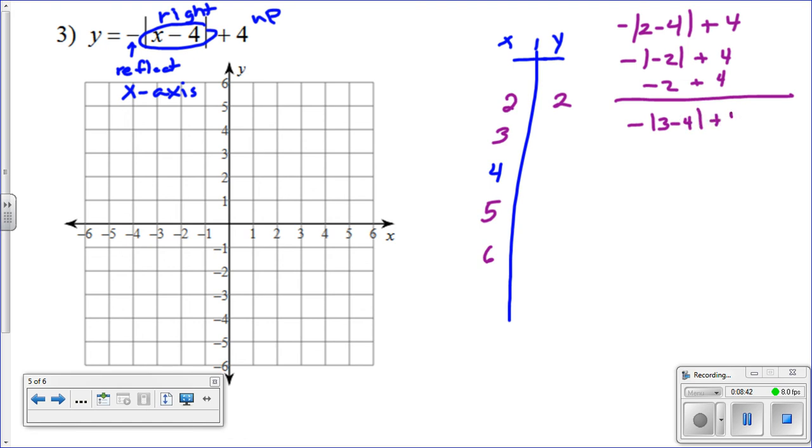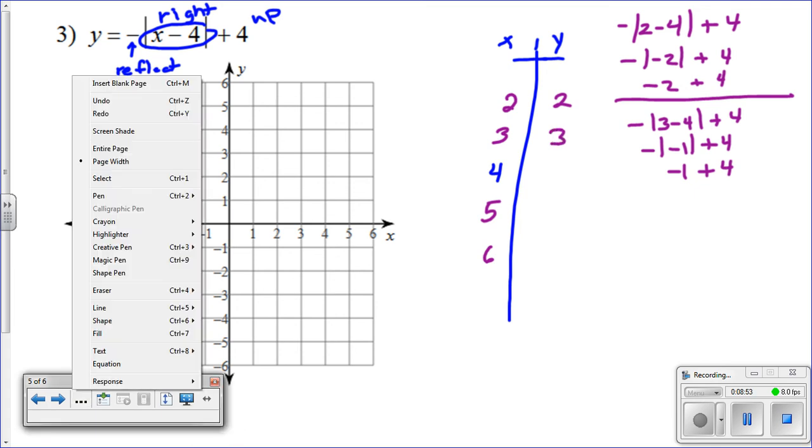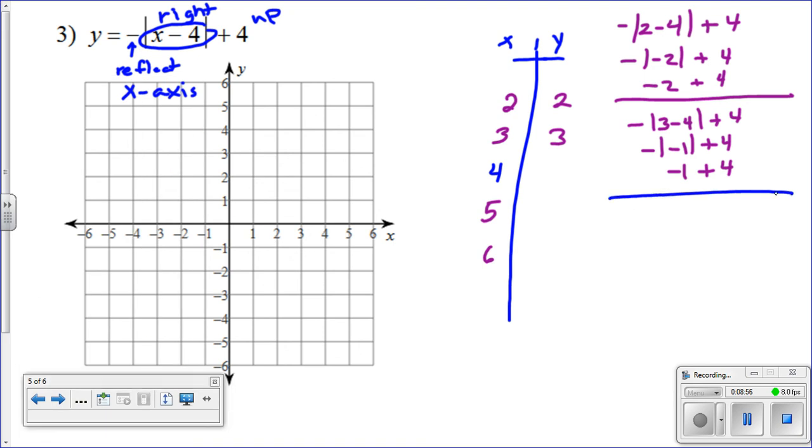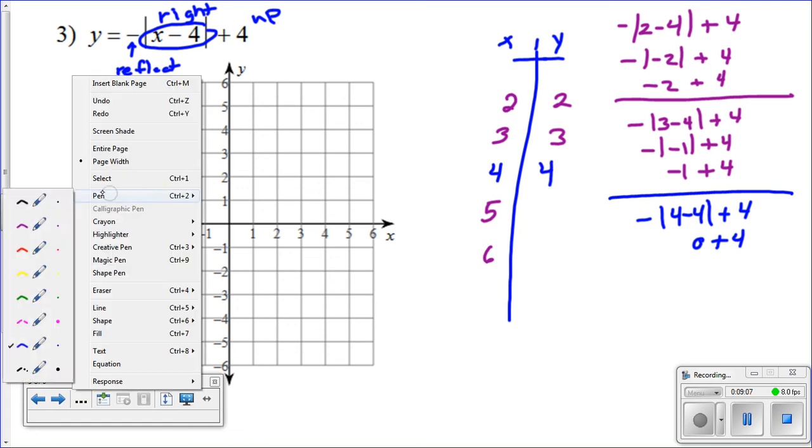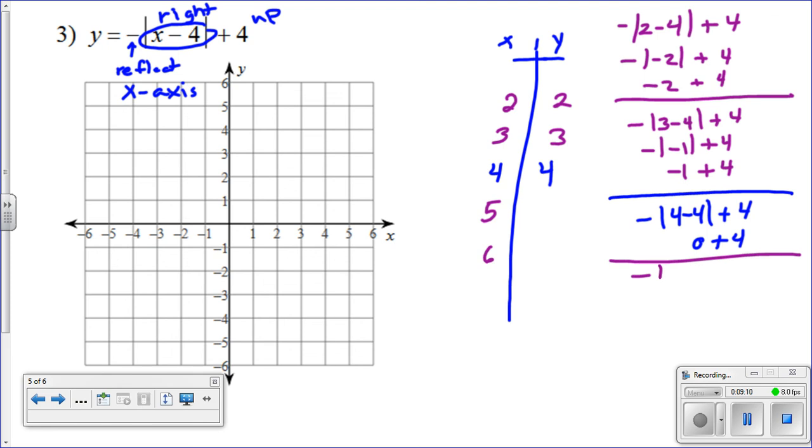Here's our next one. So let's see. That's going to give me an output of 3. My next one is actually my vertex. It's very important. So that's going to be 4. And if we did this correctly, you should see the symmetry here. Yep, see the symmetry. So I'm just going to take our word for it and say that this is going to come out to be 2.